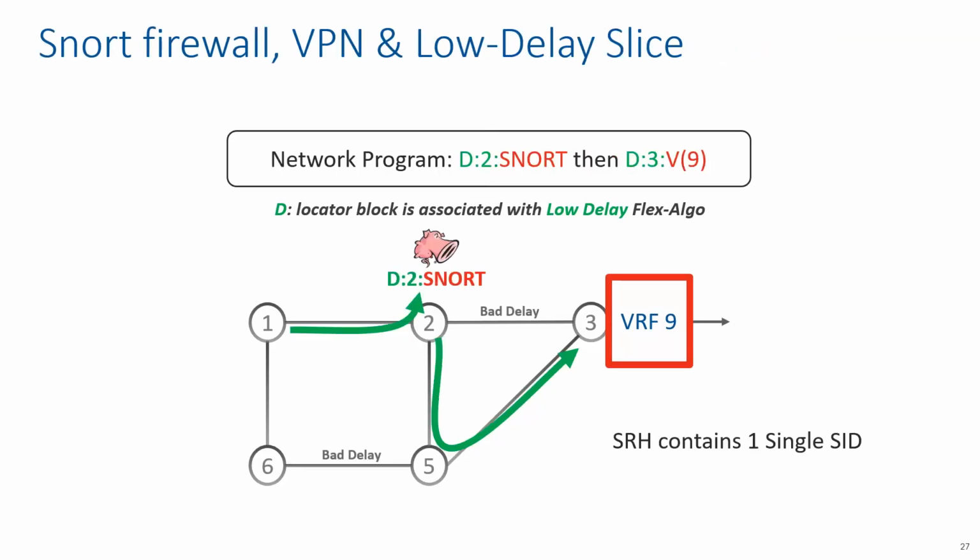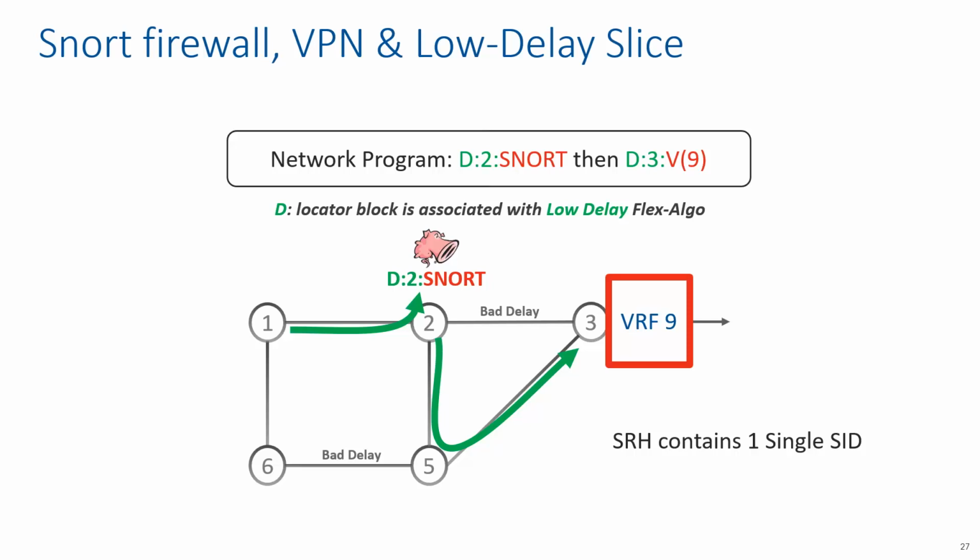So now let us look at Snort firewall insertion. I would like to do a low delay slice. I'd like to do a VPN, but I would also like to integrate an NFV service in my network program. Now, basically, my network program will require 2 instructions.